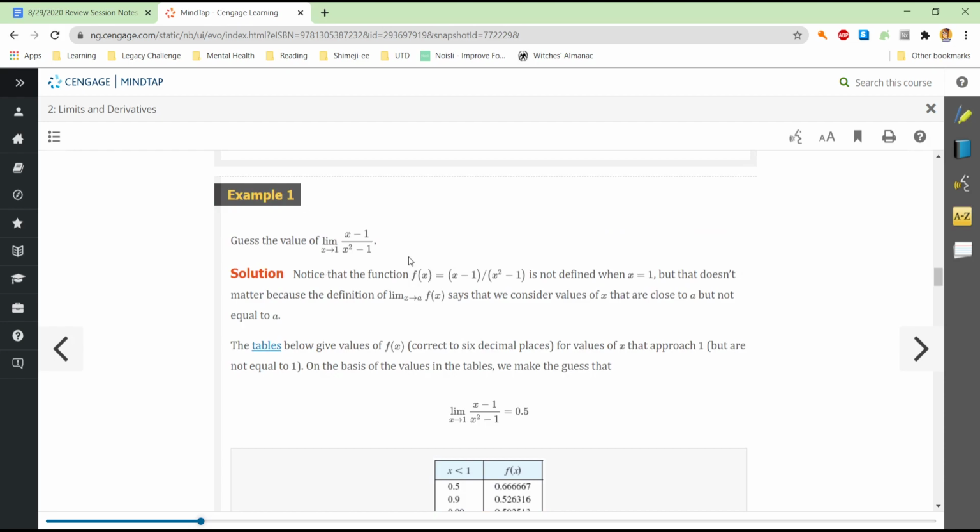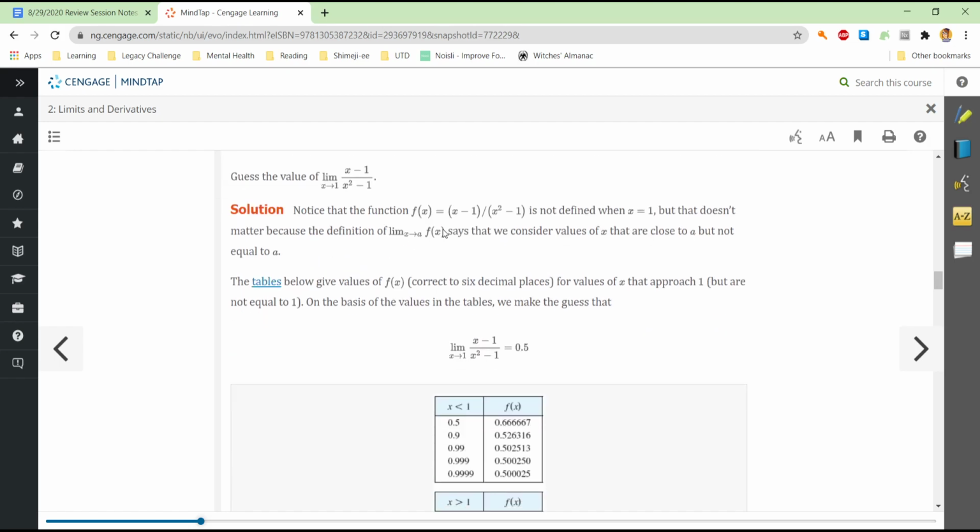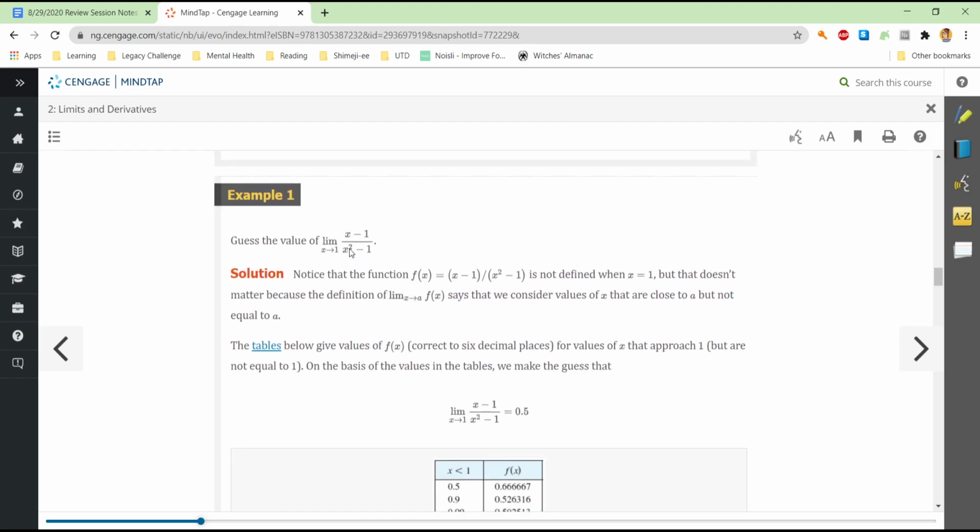So this is the first example. This one wants us to guess the value of the limit of x minus 1 divided by x squared minus 1 as x gets closer to 1. If you're looking at this, you would know that 1, when you plug it into this equation, will not give you an actual answer. It will give you 0 over 0. And that means it is not defined. But because this is a limit, we're not looking at if it's defined at that point.